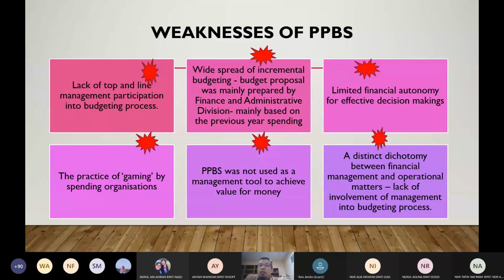Distinct dichotomy between financial management and operational matters. I think these are partly also explained through the fact that line managers and top management are not involved directly in the budgeting process. So it led to separation between financial management and operational matters, whereas good practice is that these should be embedded together.